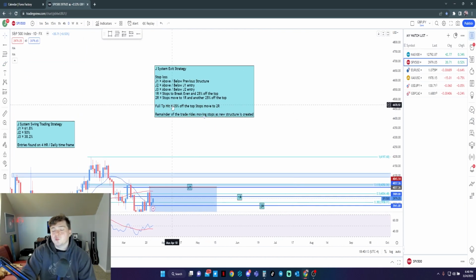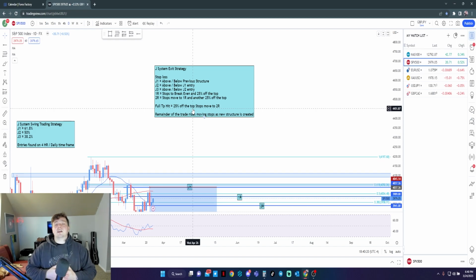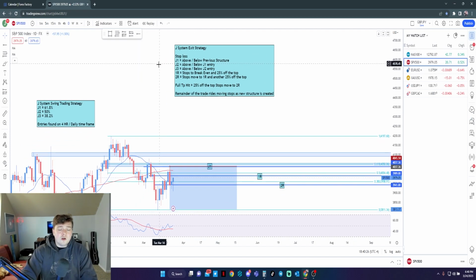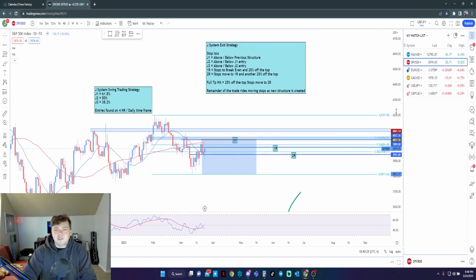That's why at that full TP, we take off another 25%. We're out of the trade. 75% of the position is out, and we're going to let that runner run, and we're just going to continue to move stops as new structure is created. So all in all, it's not a crazy difficult strategy.